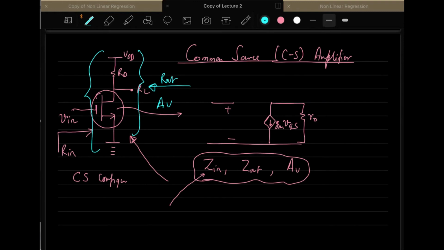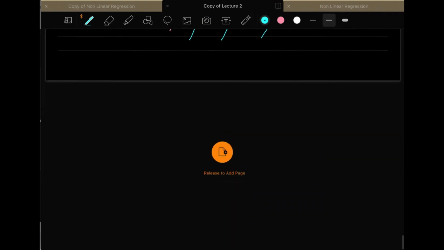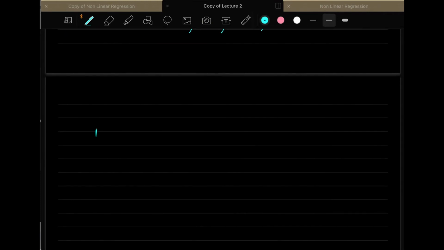So whatever configuration or analysis we do today, we will always calculate Z in, Z out, and the voltage gain for different configurations. Let's start with this basic one. If you have this MOSFET M1, where you have this RD and then VDD, and this is common source, and you have V in here.